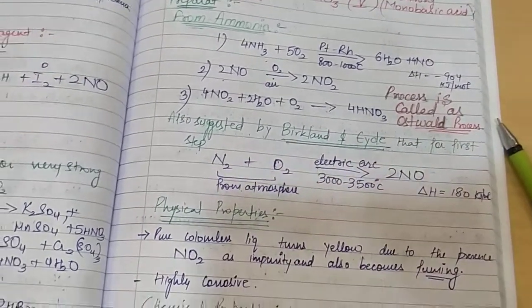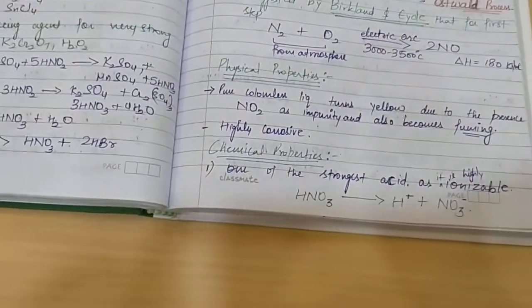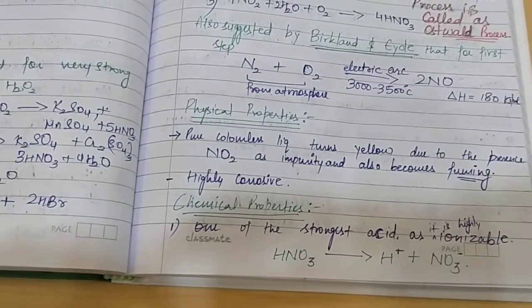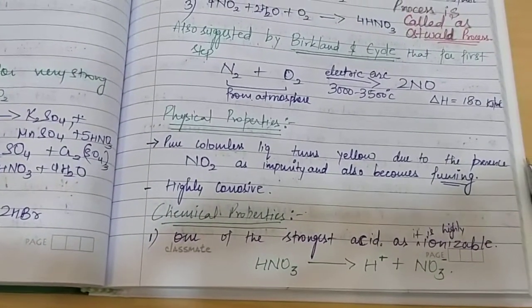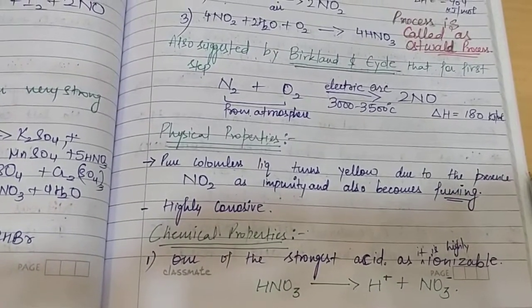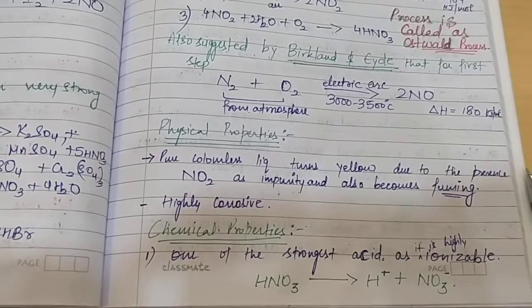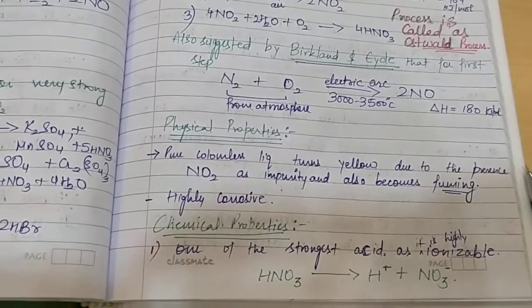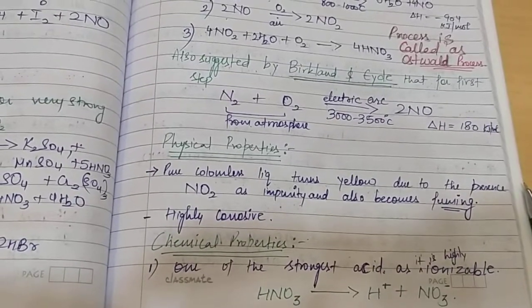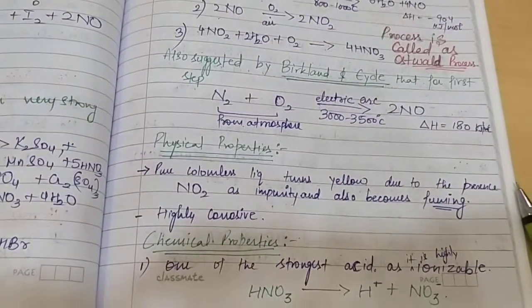So coming to its physical properties, it is a pure colorless liquid. When it is in pure form it is colorless, but it turns yellow due to the presence of an impurity, which is an oxide, that is NO2. A brown colored gas is present in the colorless liquid, which gives a yellowish tinge to this liquid.